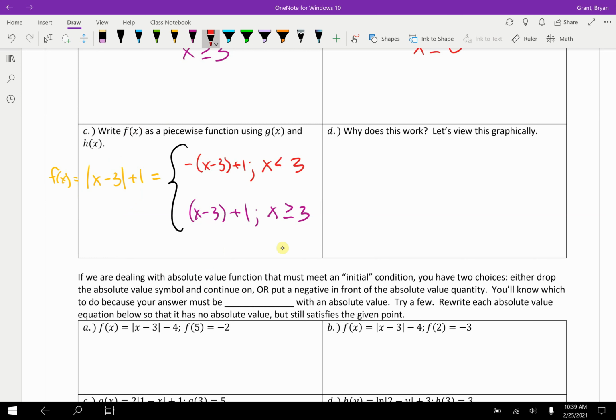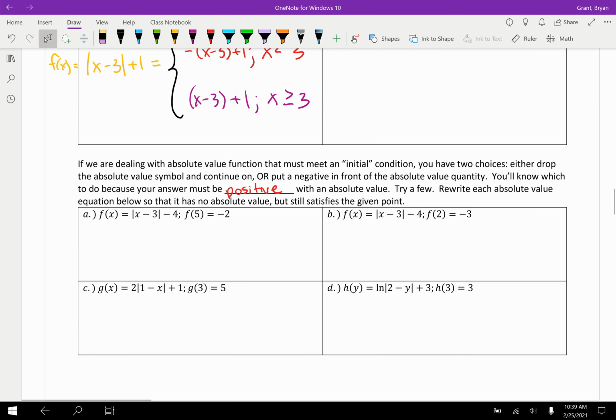You'll know when to put a negative versus not because of your initial condition, right? An answer must always be positive when you finish evaluating the absolute value. So what we're going to try and do here is we're going to rewrite each absolute value equation below so that it's a linear function that contains the initial condition.